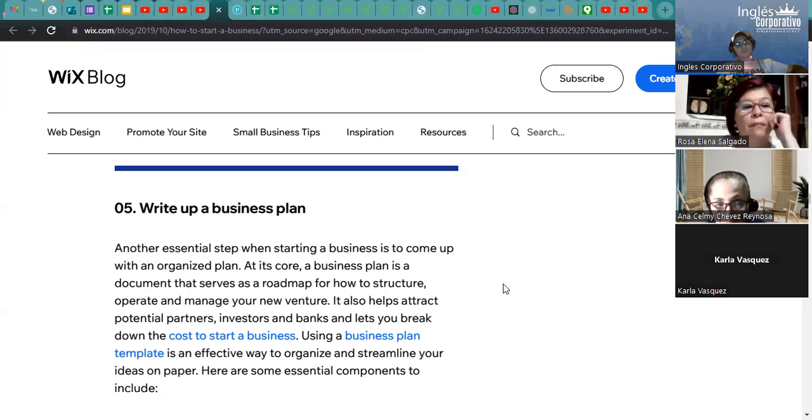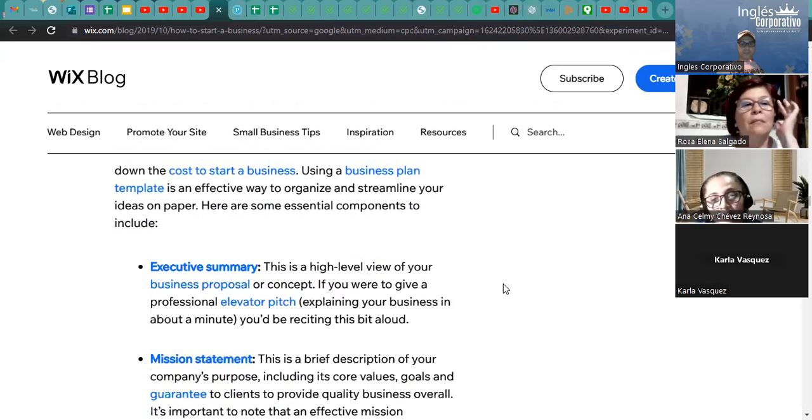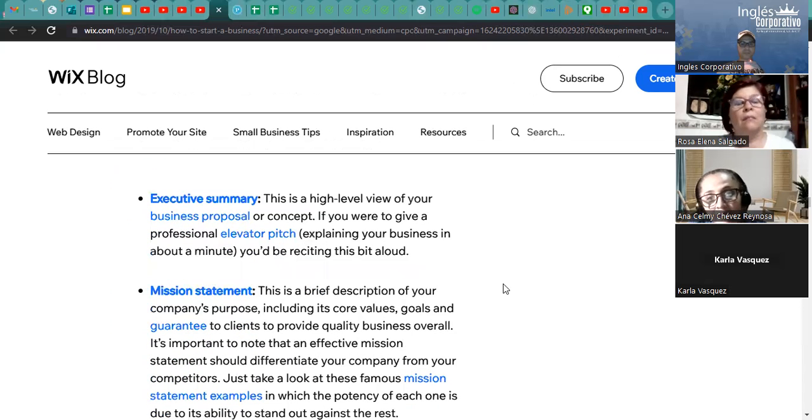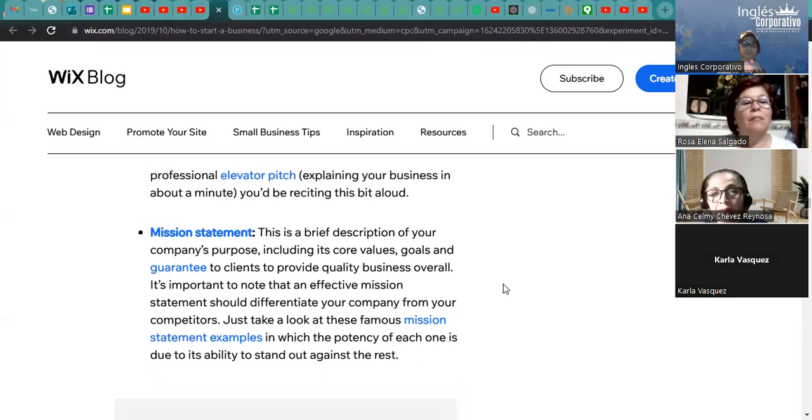Using a business plan template is an effective way to organize and streamline your ideas on paper. Here are some essential components to include. Executive summary. This is a high-level view of your business proposal or concept. If you were to give a professional elevator pitch, explaining your business in about a minute, you'd be reciting this bit aloud.